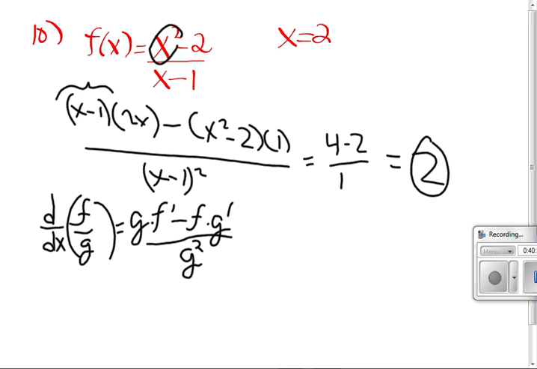Okay, 11 we can't do. 12 we've done before. It's been on your test. You always have to know about limits. What can I say? But this is easy. Matter of fact, this was on your partner test.